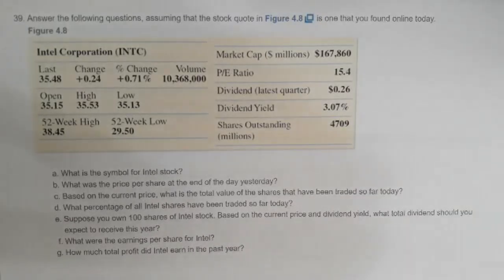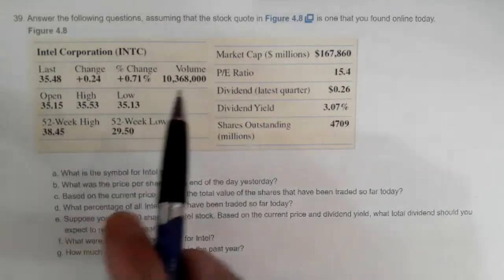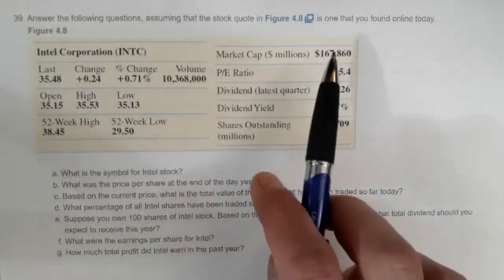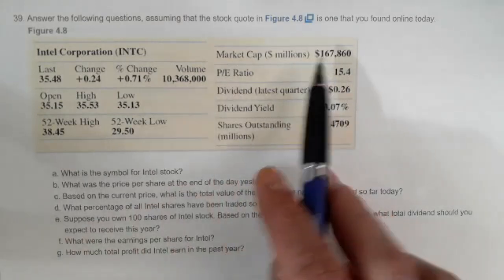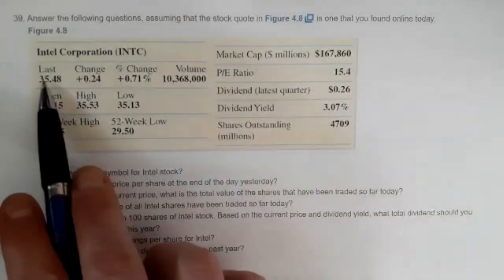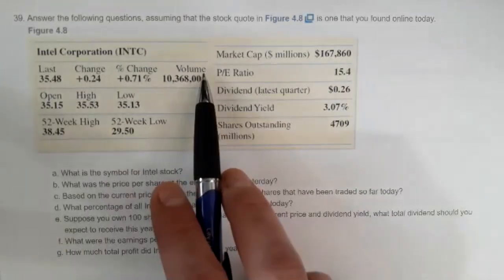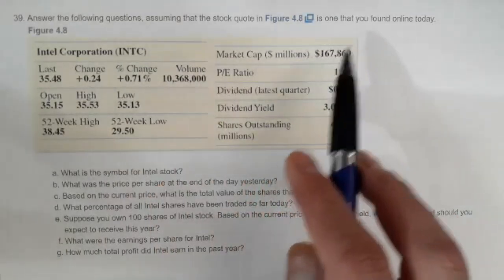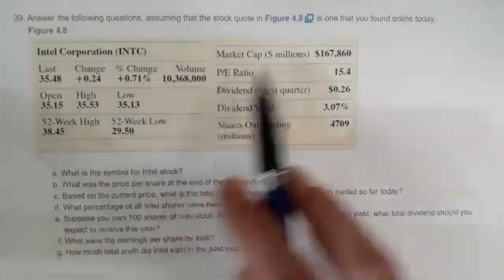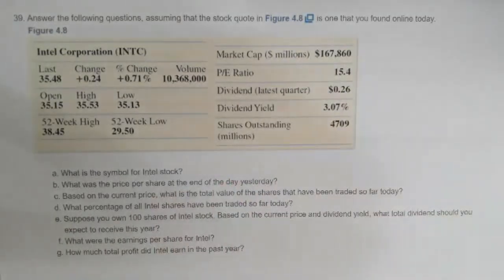So is the end of the day 35.13? Or is it yesterday? Yes, we'll have to do a little bit of work. That's one of the questions, so I'll answer that in a second. What was the price per share at the end of the day yesterday? We'll answer that in just a second. Market cap should be equal to the total volume times the price of the share, I believe. It's the total number of shares that got traded today, times the price, what is the value of that?